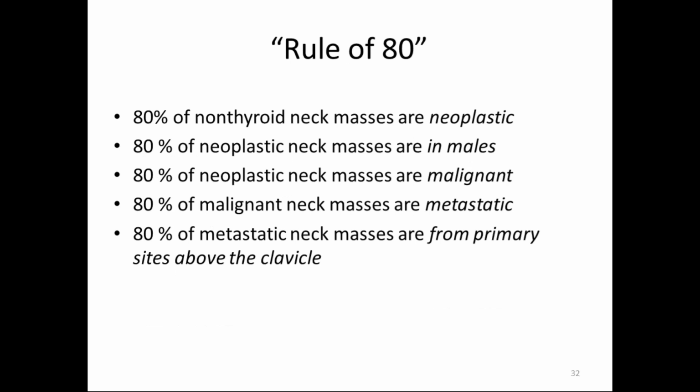So, the rule of 80. 80% of non-thyroid neck masses are neoplastic. 80% of neoplastic neck masses occur in males. 80% of neoplastic neck masses are malignant. 80% of malignant neck masses usually have metastasis. So 80% of these metastatic neck masses are from primary sites above the clavicle. Okay, if you want to remember, you can remember it, or else you can take this.